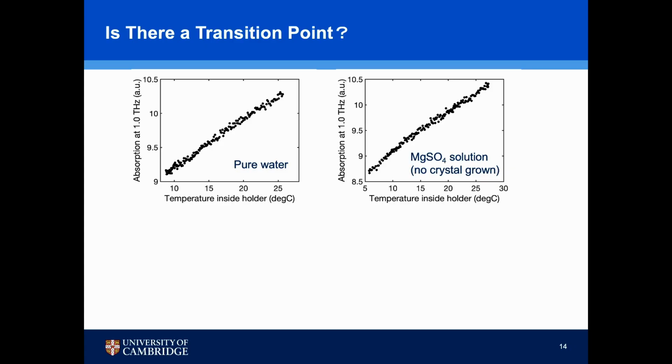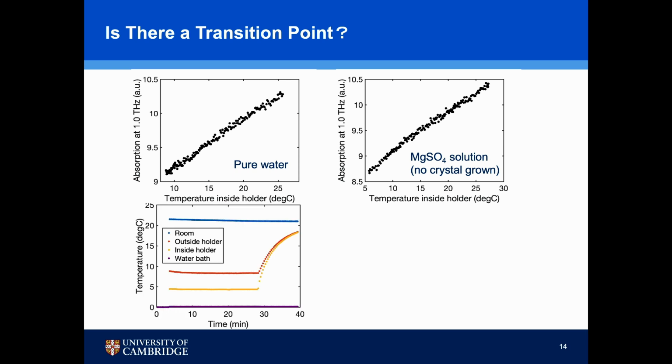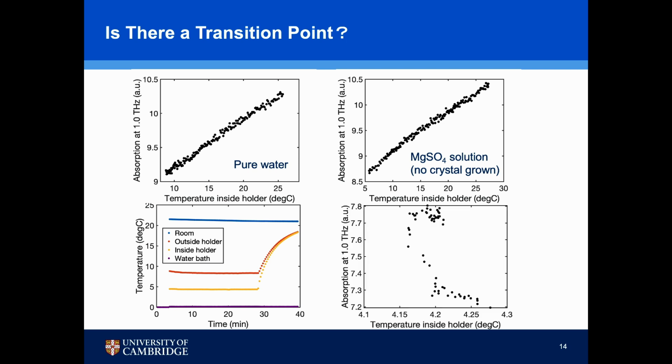When we have pure water in the flow cell, or we have the solution, and there's no crystal growing in it, when we increase the temperature, the absorption changes generally linearly with the temperature. But for some of the measurements, we increase the temperature in the end, as shown here. So at the beginning, we keep the temperature around 5 degrees in the flow cell, and then we just switch off the pump, so we let the system heat up naturally. We can see something very interesting at the beginning. When it's kept at constant temperature, the absorption fluctuated a bit, around 7.5.